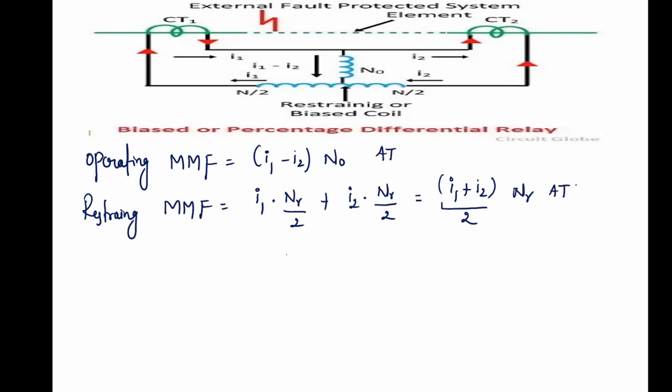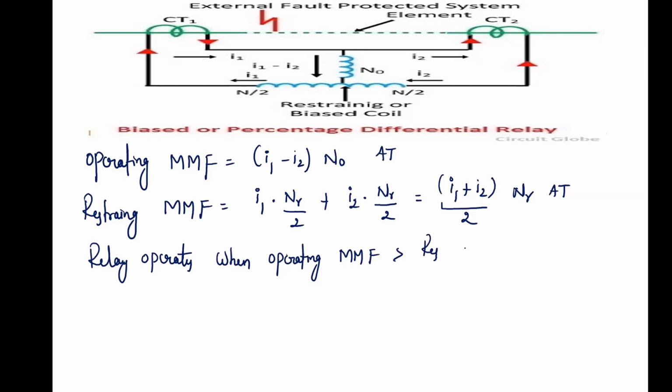Okay. The relay operates when the operating MMF is greater than the restraining MMF, the magnetomotive force. So at the threshold condition, what is the condition? Both should be equal. The relay will operate when the operating magnetomotive force is greater than the restraining magnetomotive force.